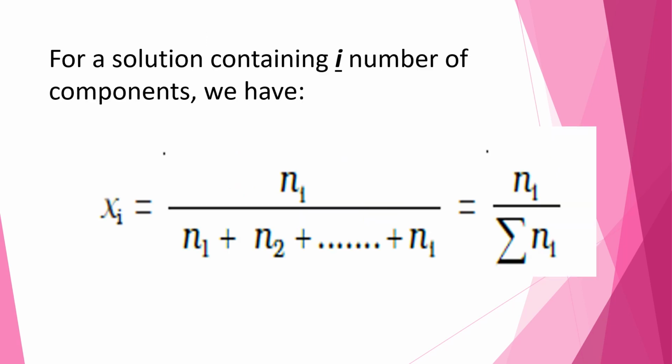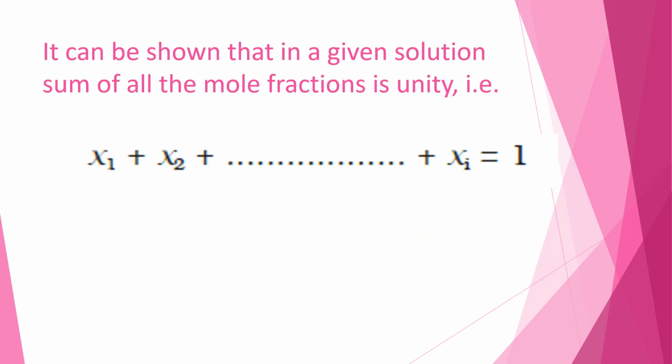Let's see some more. For a solution containing i number of components, we have x i is equal to n1 upon n1 plus n2 plus up to ni, which can be written as n1 upon the summation of ni. So it can be shown that in a given solution, the sum of all the mole fractions is unity. Suppose there are two components 1 and 2. When we add up the mole fractions of both components, chi A plus chi B, it will equal 1.